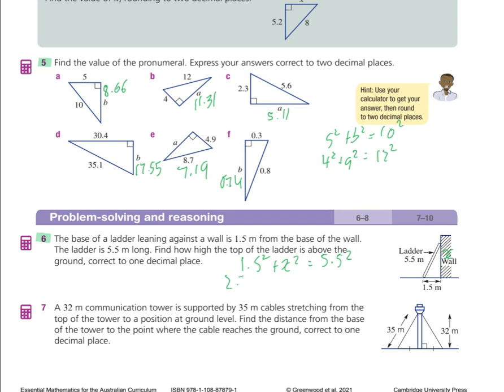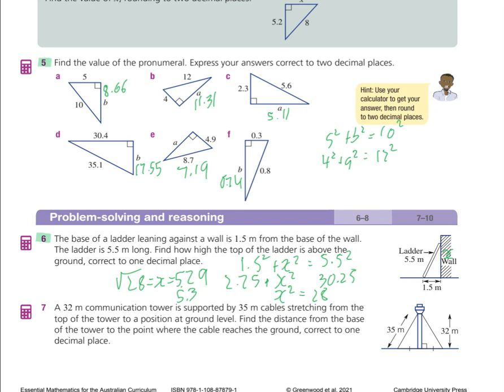1.5 squared is 2.25. 5.5 squared is 30.25. You end up having to take 2.25 from each side, and when you do that, you'll be left with x squared equals 28. Then you have to square root the 28 to get your x. That'll be 5 and a bit, 5.291. So 5.29. Oh, but it only wants one decimal place, so 5.3.